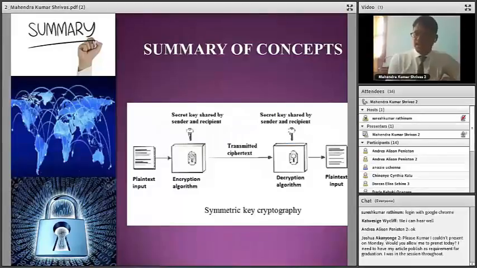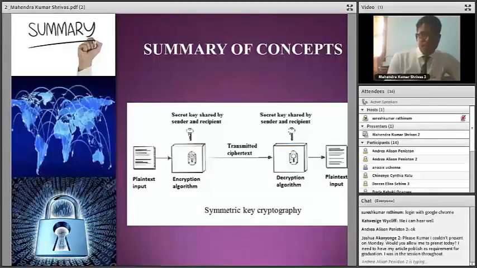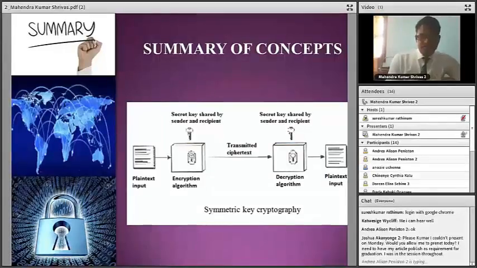In symmetric key cryptography, we use a single key for both the encryption and the decryption process. So what is encryption actually? We have plain text here, and then we convert that plain text using some encryption algorithm, and we have certain keys.